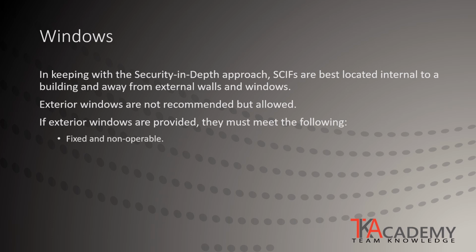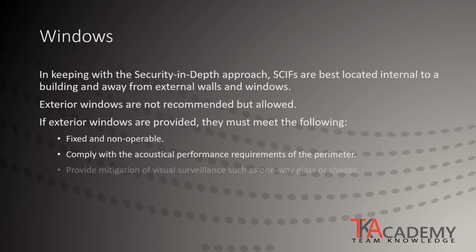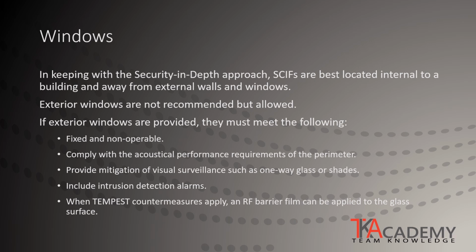Windows have to be fixed and non-operable. Windows still need to comply with the acoustic performance requirements of the perimeter. They must provide mitigation of visual surveillance, such as the use of one-way glass or pull-down shades. Windows must include intrusion detection alarms when they are less than 18 feet high from the adjacent ground surface. And when tempest countermeasures apply, an RF barrier film must be applied to the interior glass surface.